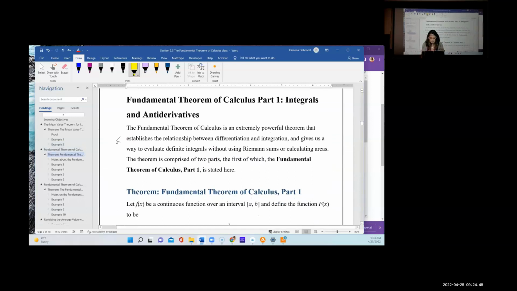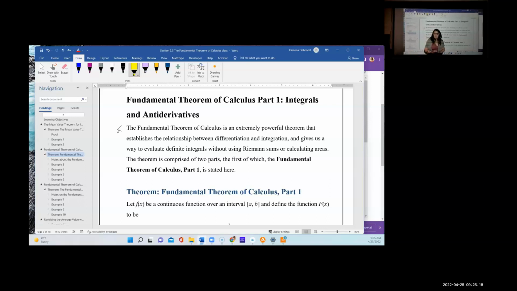Now we're ready to actually talk about the Fundamental Theorem of Calculus Part 1. There are two parts to the Fundamental Theorem of Calculus. We use Part 2 far more often than we use Part 1, like 99 to 1. However, on occasion, we do need to use Part 1. So I'm not saying it's not important. I'm just saying that we use Part 2 far, far, far more often, right?